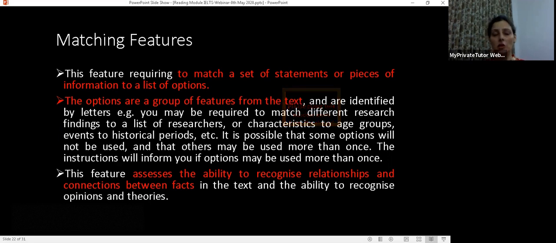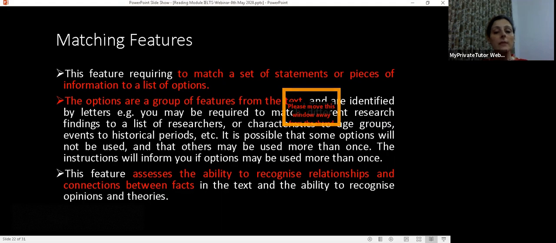You have to match the features. Different things are going to be there, and you have to decide which is suitable for which. The instruction may inform you that the options may be used more than once, maybe two or three times, but you have to pick the related one which you are looking for.